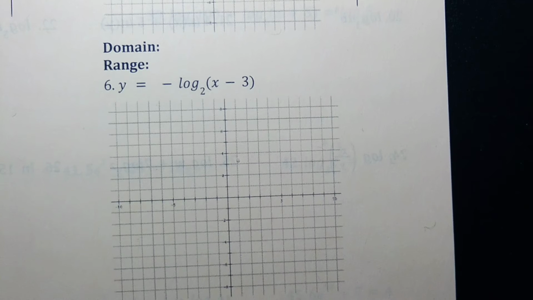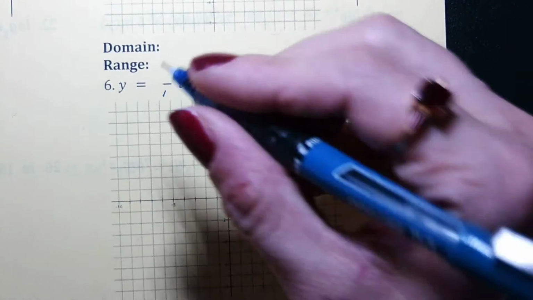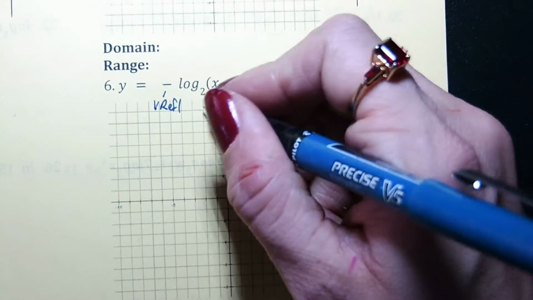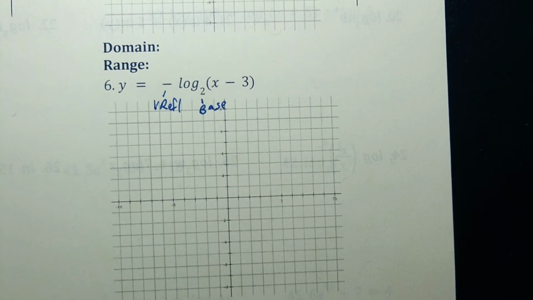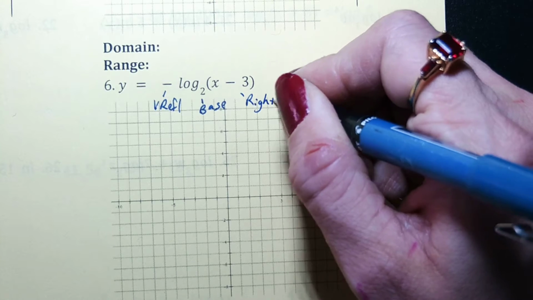Now 6 is a logarithmic function. How do we know? Because you know it has the word log with it. So before we get going, we're still going to describe our transformations first. What's that negative out in front doing? Vertical reflection. The 2, it's just the base. So just like the base doesn't do anything with our exponential functions, base of the log, it doesn't do anything either. Now that minus 3 on the inside is going to move us right 3.